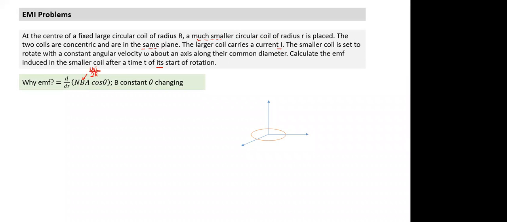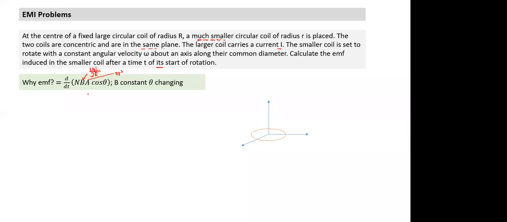Since it is mentioned as much smaller, the significance of this term is that we can assume B to be constant all through the cross-section area of the smaller coil. What is varying here? A is the area of the smaller coil, so A is equal to pi r square. So what we understand here is that the only term varying is theta. Theta is changing with time.